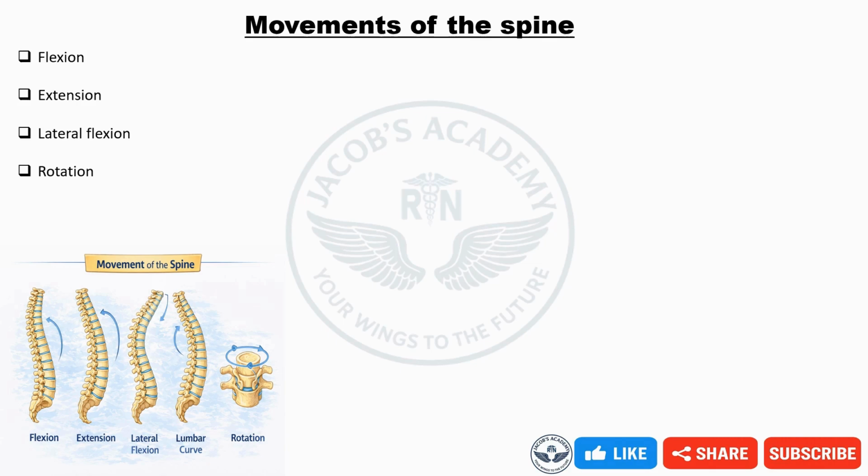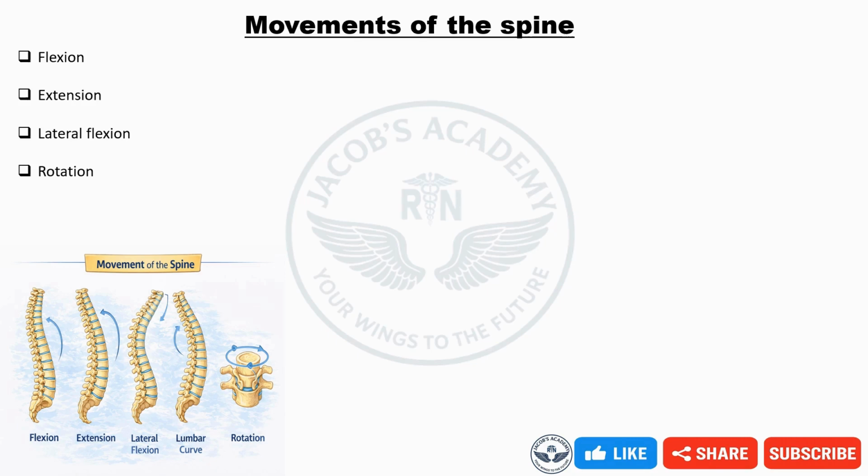And the third one is lateral flexion. Lateral flexion means side to side bending of the spine. For example, when you bend your trunk to left or right, this is lateral flexion. This movement is important for balance and posture during daily activities.